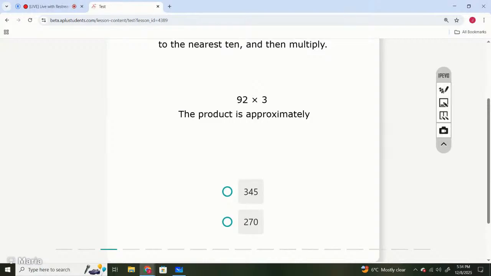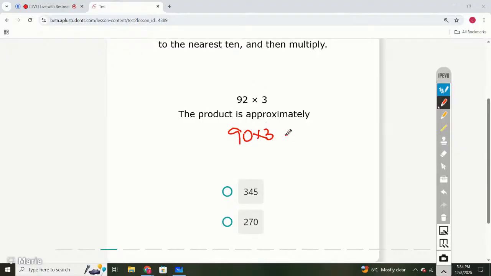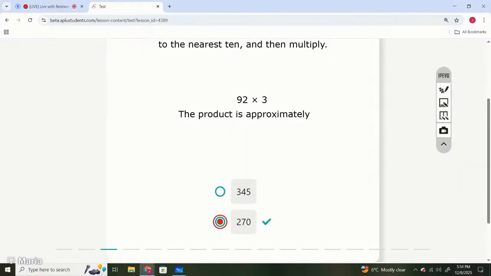Ninety-two times 3. So we need to round off 92 to 90 because that is close to 90, and then we have to multiply by 3. 9 times 3 is 27. So add a 0, so it would be 270. Option number 2 is the correct option.